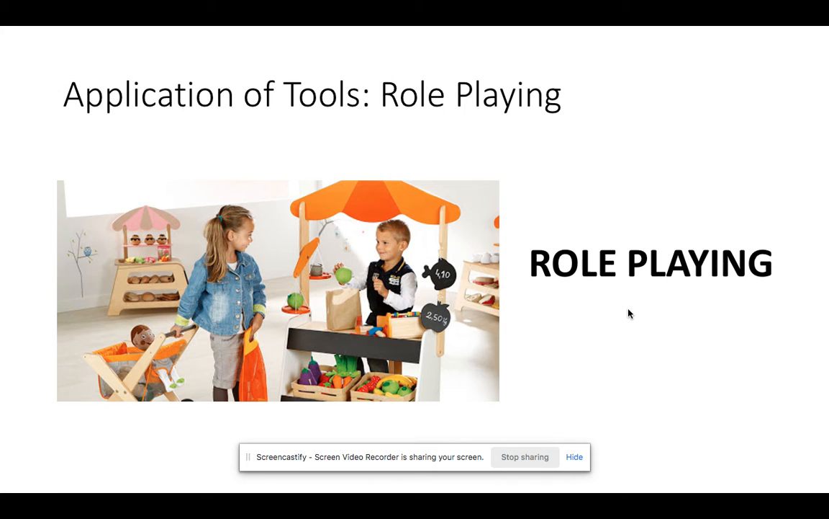Now, role playing as a child, doing that over and over repetitively or just a few times, is giving that child and that student an opportunity to take their working memory into short term and then long term. And when they go into the grocery store later on, they can draw from experiences that they've had through role playing.